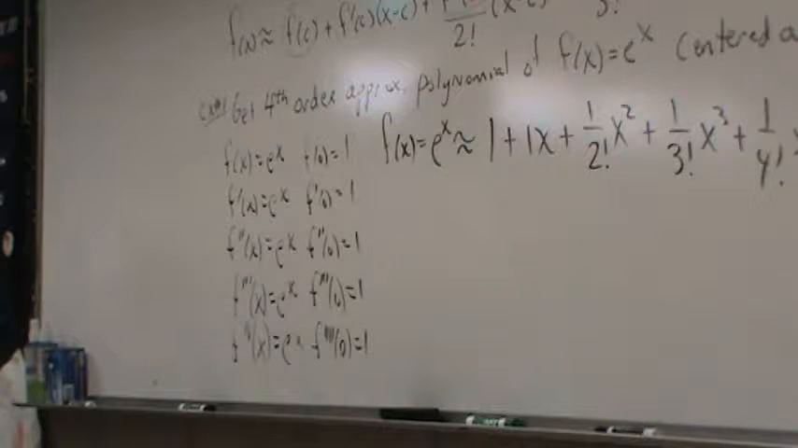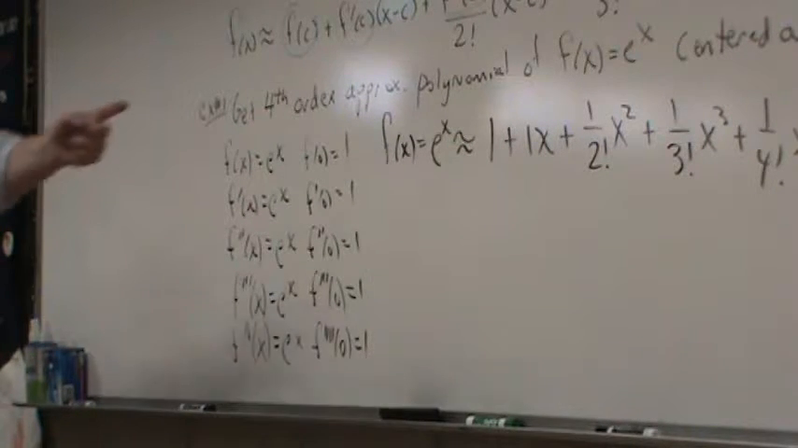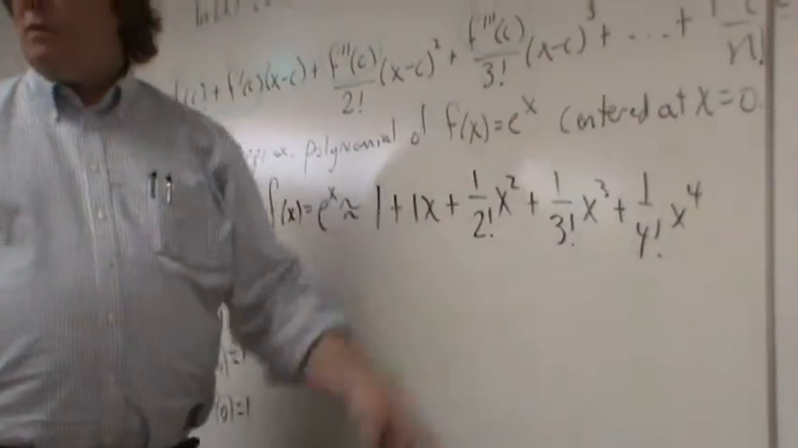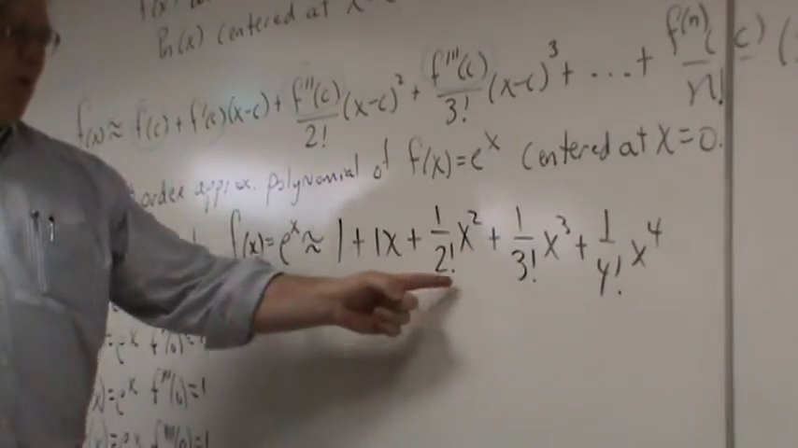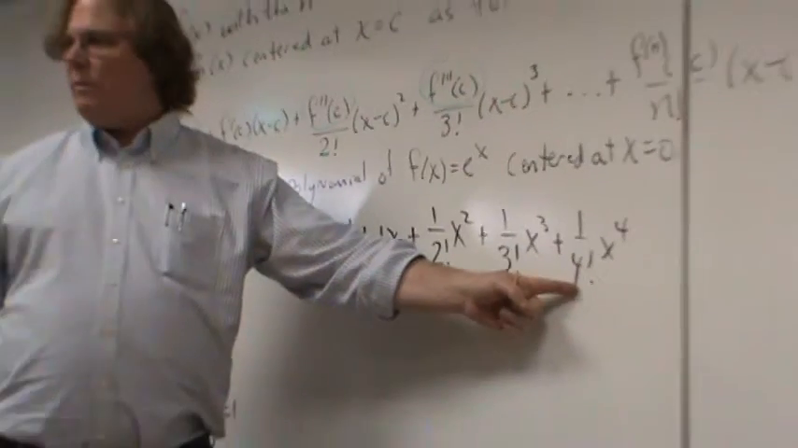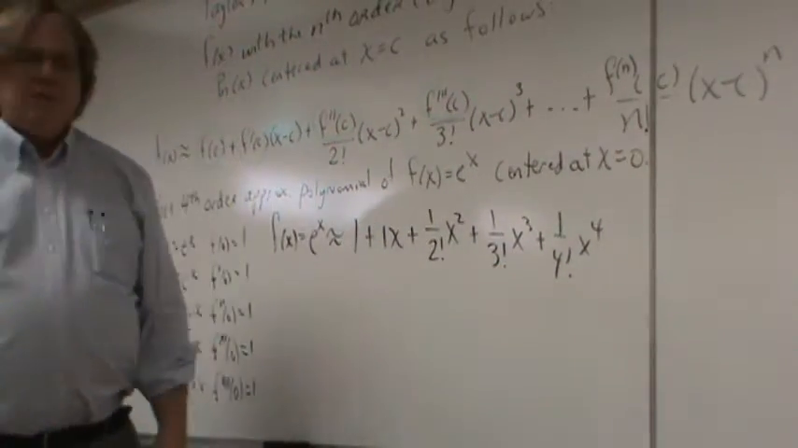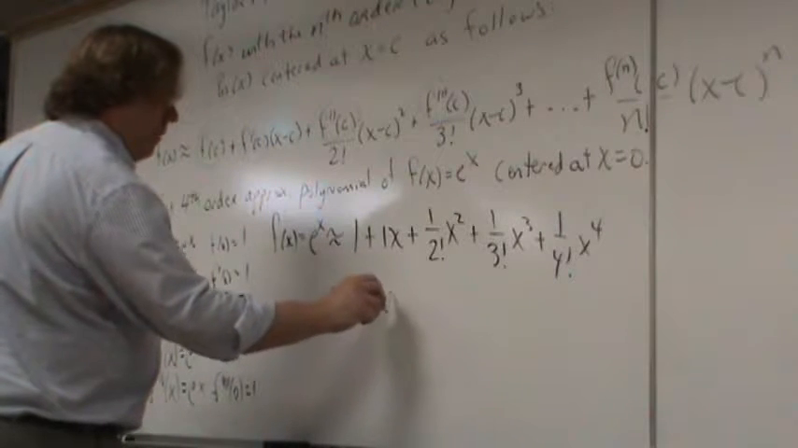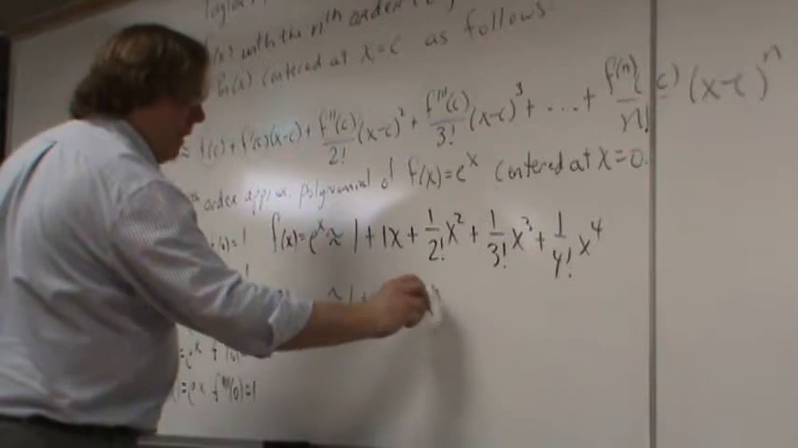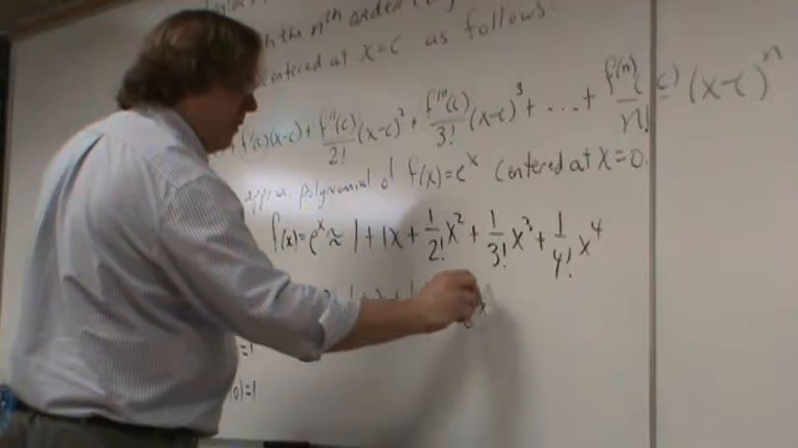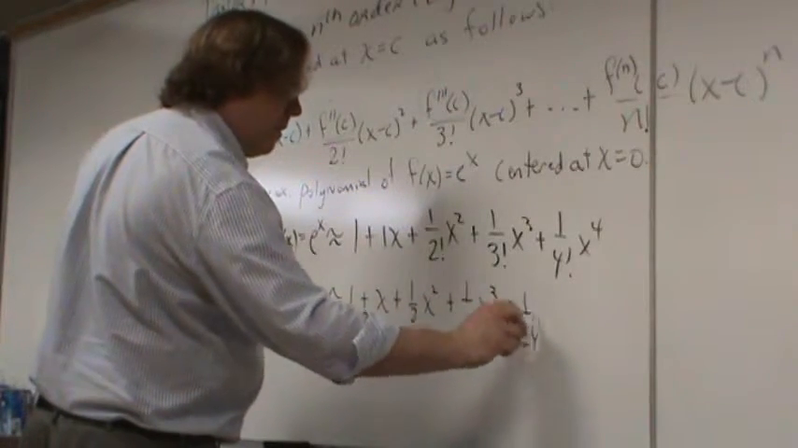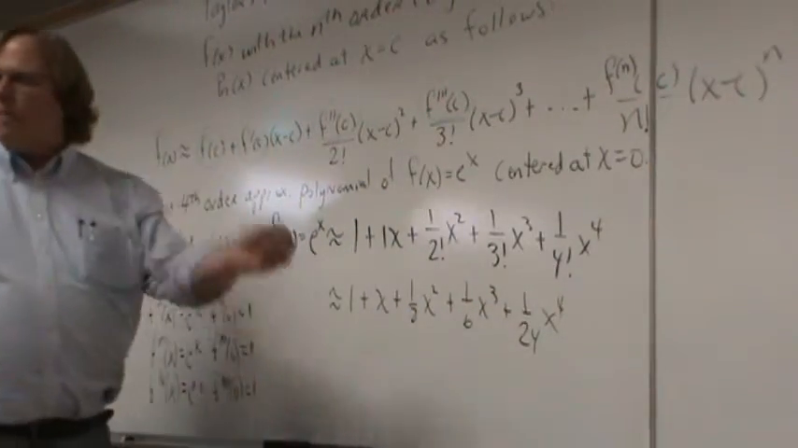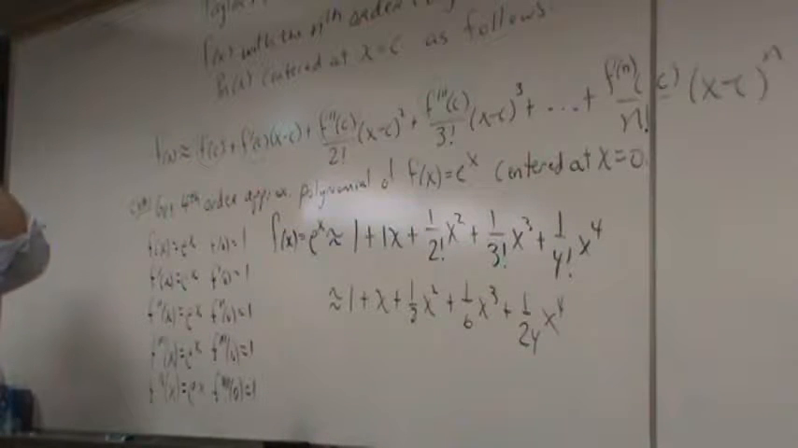Why did you do the exclamation marks? Because that means factorial. Those are factorials. That's the same as 2 times 1, that's 3 times 2 times 1, that's 4 times 3 times 2 times 1. So if you wanted to write it out in a way that it's easy to put in your graphing calculator, then yeah, you would do this.